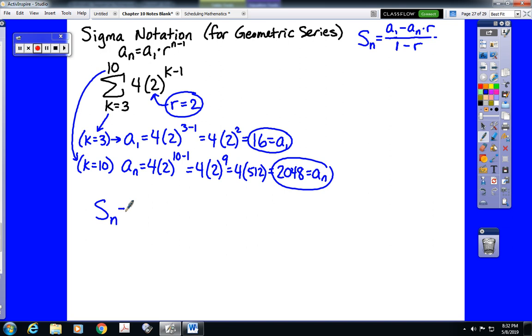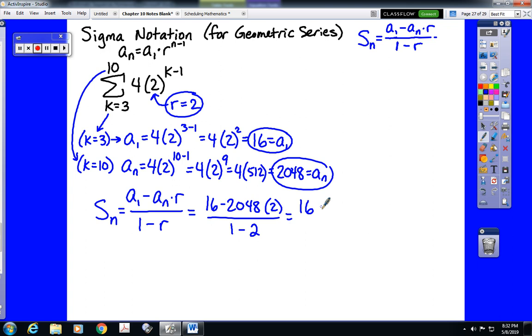We're going to go in and do a series equation. a sub 1 minus a sub n times r over 1 minus r. That would be 16 minus 2048 times 2 divided by 1 minus 2. So that would be 16 minus 4096 over negative 1, which would be negative 4080 divided by negative 1, telling us that Sn, the sum, the sigma, would equal 4080.